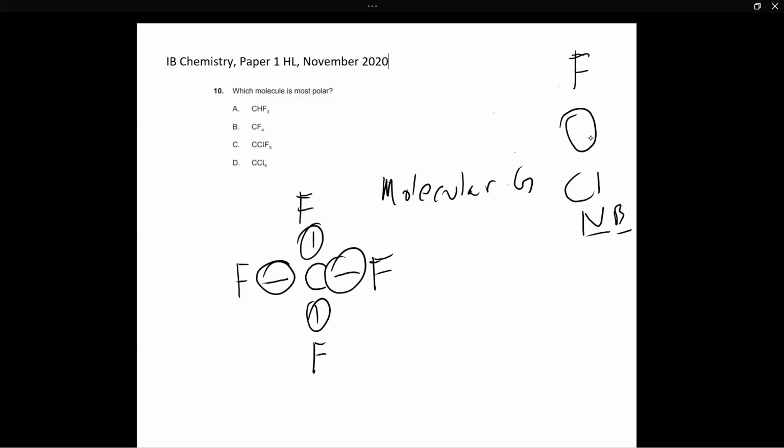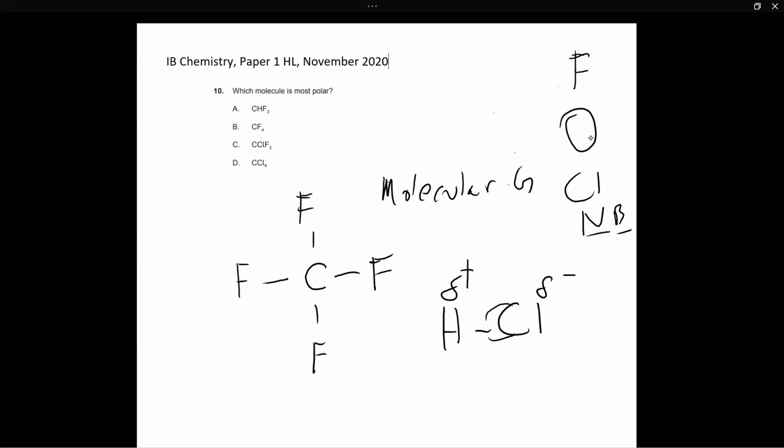Now, in order for a molecule to be polar, it must have one positive end and one negative end. In the instance of HCl, chlorine is slightly negative and hydrogen has a slightly positive charge because of the electronegativity difference. Chlorine has a tendency to pull the electrons towards itself. And it's the exact same case in the molecule above. All the fluorines have a slight negative charge, and the carbon has a slight positive charge.